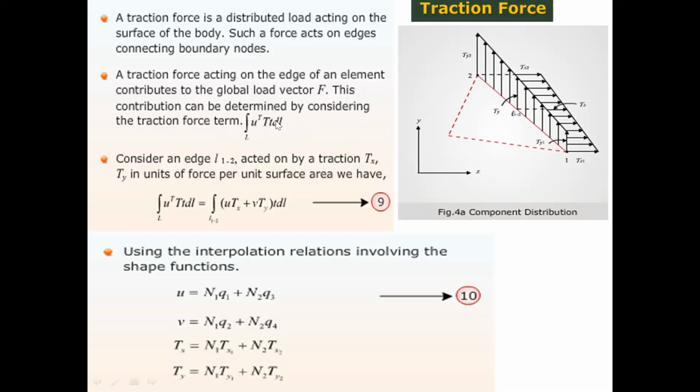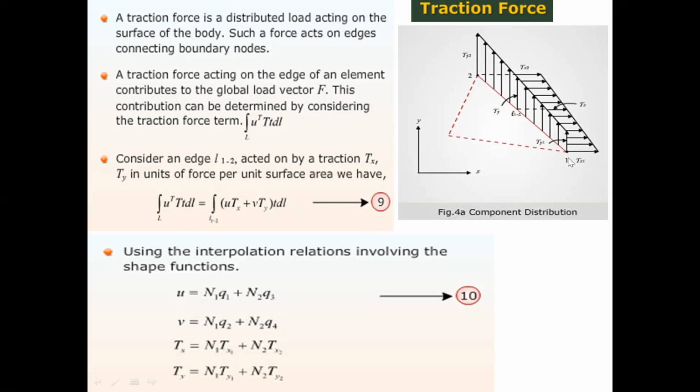And t is tx, ty. Then when you multiply u into tx plus v into ty, you expand this: u into tx plus v into ty, thickness into the length. Now u, whatever you have written here, u is n1 q1 plus n2 q2. What is v? n1 q2 plus n2 q4, because v is vertical, u is horizontal.